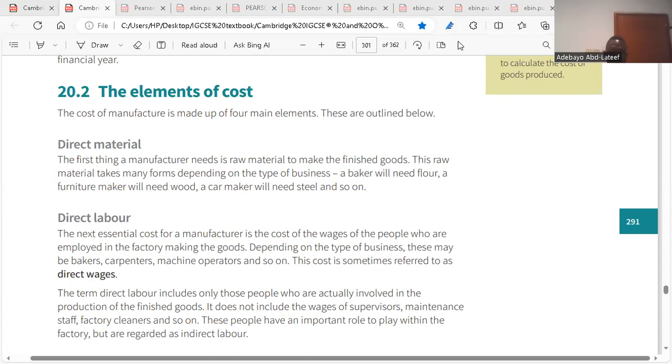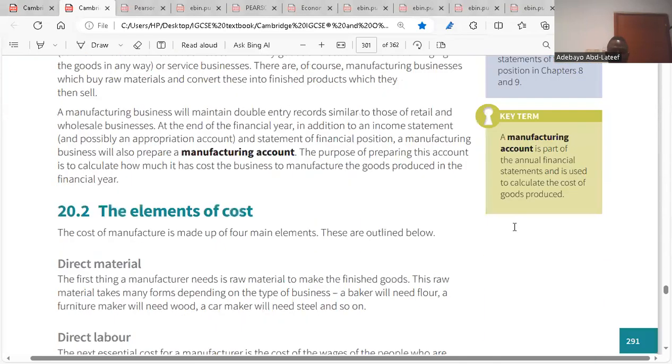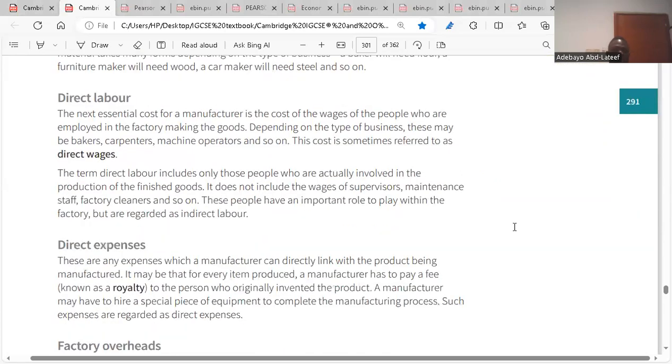Yes. So the term direct labor includes only those people who are actually involved in the production of the finished goods. It does not include the wages of supervisors, maintenance staff, factory cleaners, and so on. These people have an important role to play within the factory, but are regarded as indirect labor.